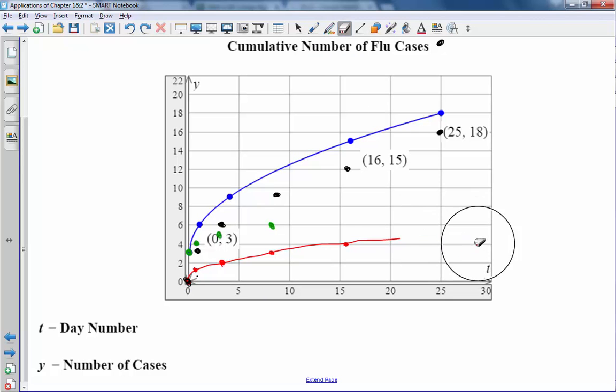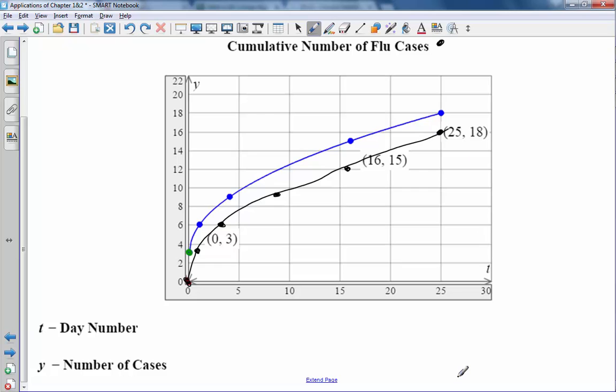Now let me delete the old one. I no longer need this. You are close, but not exactly. Again, this point is 16, 18. No, what is this? 16, 15. And this is 16, 12. 25, 18 is this point. This is 25, 15. This one is 9, 9. And this is 0, 3. By the way, this point is for this green one. Alright, it's not an exact fit yet.